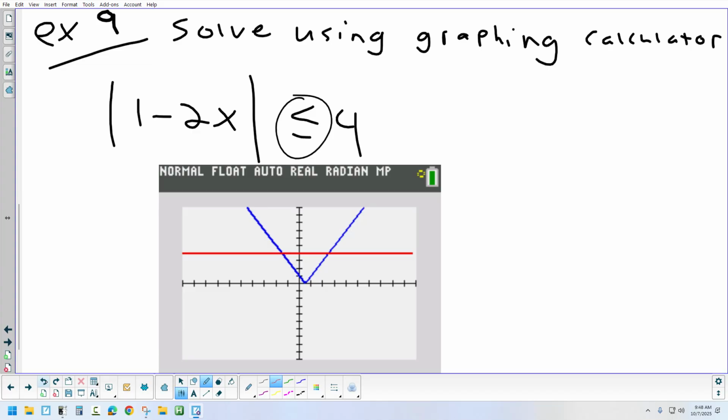If this was an "or," then you would be picking a number from here or higher. So let's say x is greater than 2.5, or x could be smaller than negative 1.5. So it would be everything out this way and everything out that way. That's the answer if it was an "or."